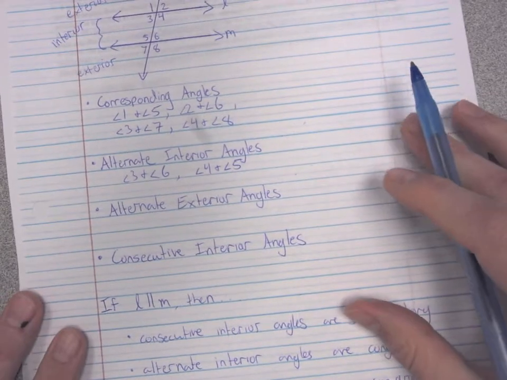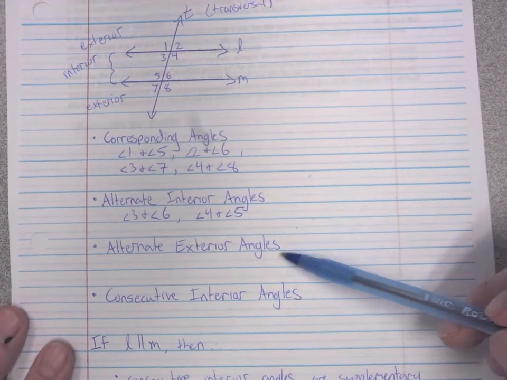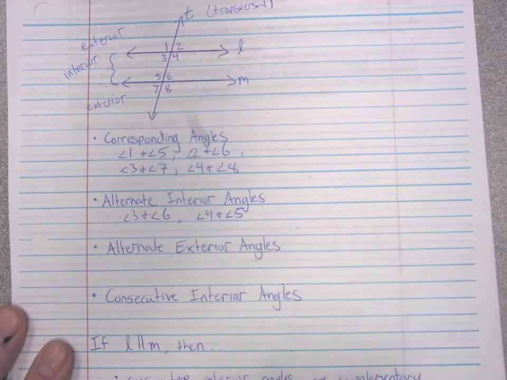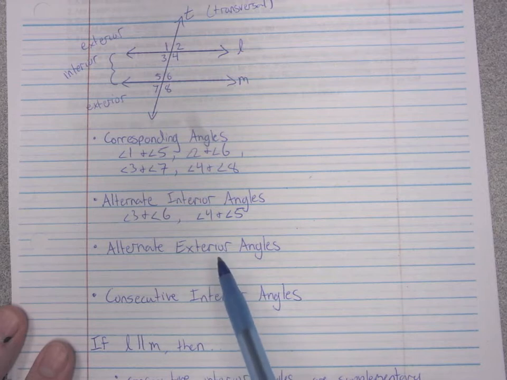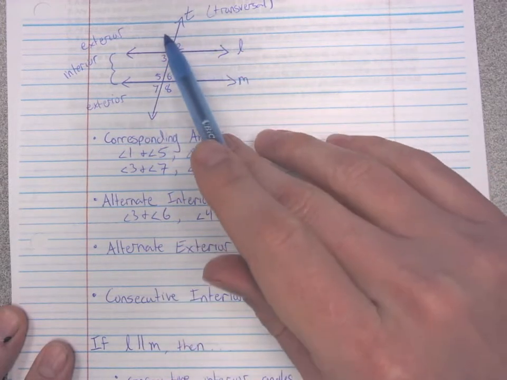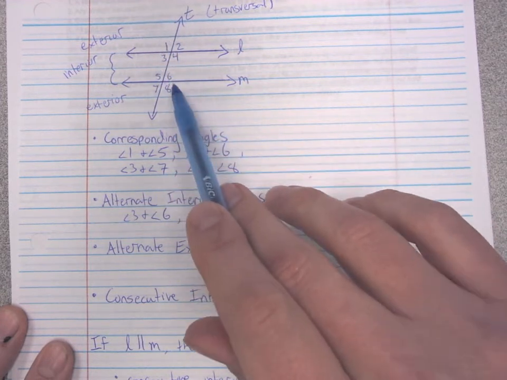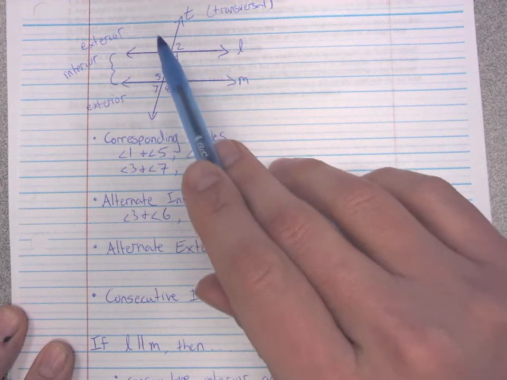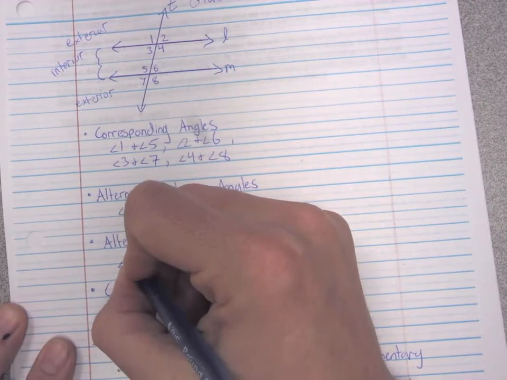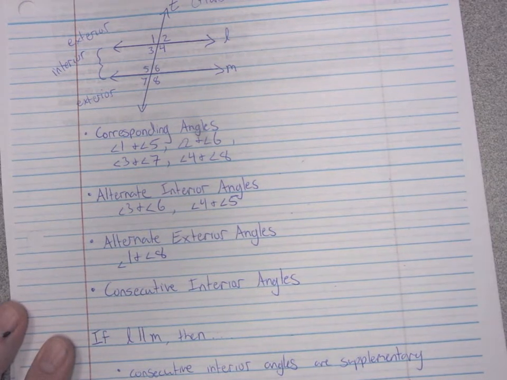Okay, let's take a look at our alternate exterior. So again, alternate in this case means opposite. They're on different lines, they're across from each other on opposite sides of the transversal, but this time they're exterior. So here's 4 exterior angles. Okay, we want 1 and 8. Those are alternate exterior. One's up here above L, and the other one's here below M. So angle 1 and angle 8 are alternate exterior.